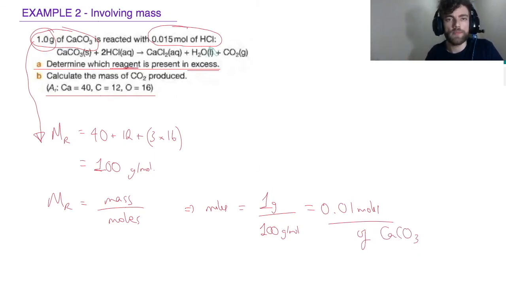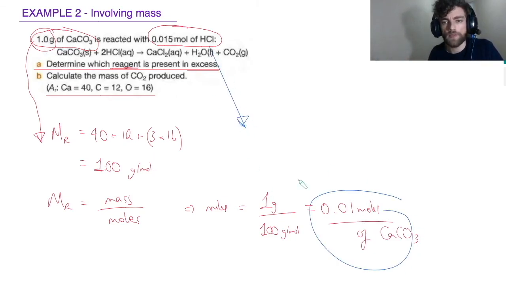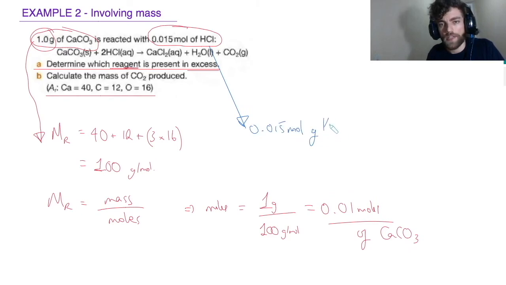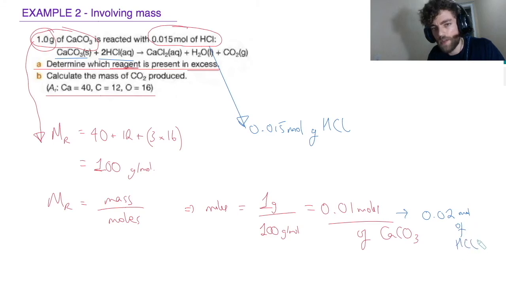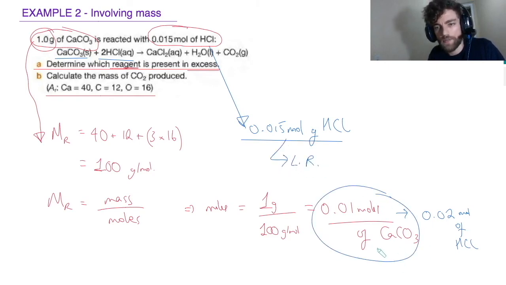And so now, as before, I can compare this amount of moles with my 0.015 moles of HCl, and I can say in an ideal world I should have a ratio of 1 to 2. So in an ideal world, these 0.01 moles of calcium carbonate should be reacting with 0.02 moles of HCl. However, I can see that I don't have that many moles of HCl, and therefore HCl is the limiting reactant and calcium carbonate is in excess.